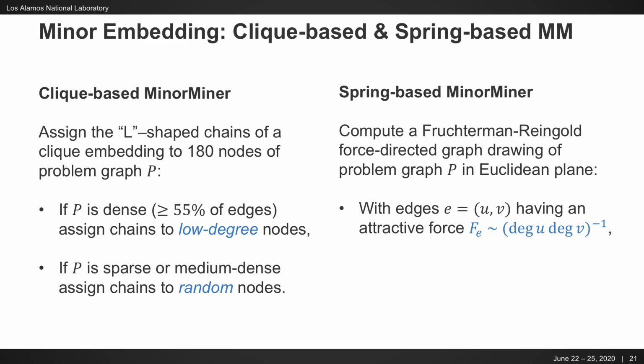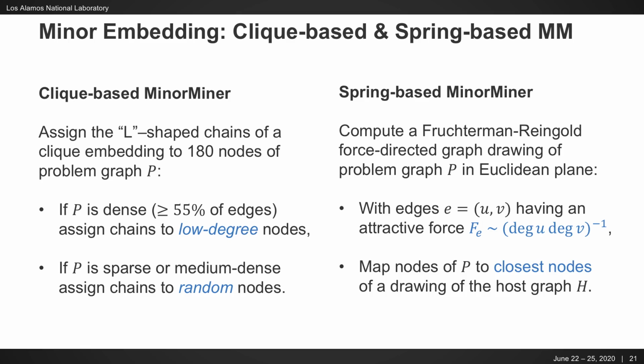And then we overlay this drawing with the existing drawings of the host graph, and we map drawn nodes of the problem graph P to the closest nodes in Euclidean distance of the drawn nodes of the host graph H. And this tuning here, as I said, is really important. For example, layout-aware MinorMiner is agnostic to degrees of adjacent nodes, and this explains why it doesn't extend its performance to Pegasus.